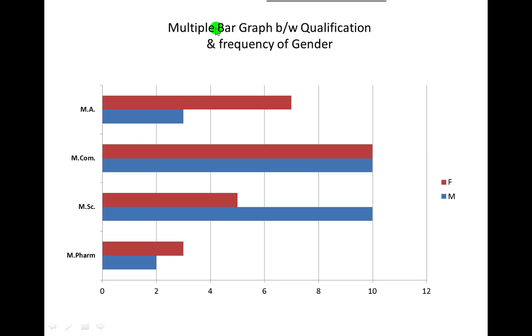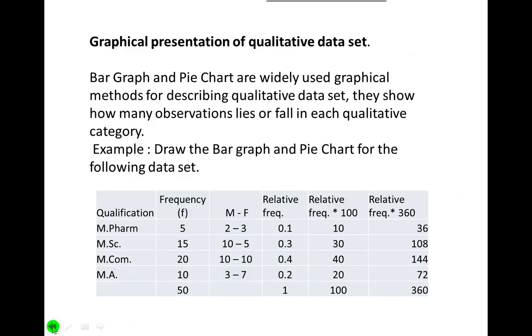Okay, so this is called a multiple bar graph. It is also between qualification. There are 4 categories. You can write here the main variable qualification and the frequency of gender, male and female. Now next column, actual data. The given data only represents qualification and number of observations, and this is the requirement for a multiple bar graph.